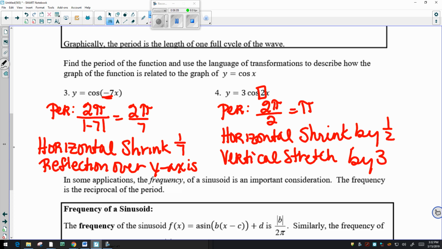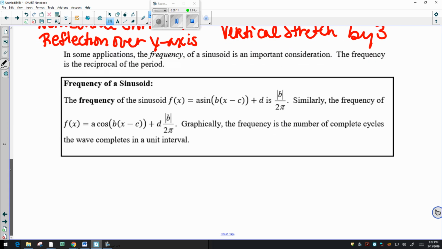Okay, and then the last characteristic that we get for our graph is the frequency. So the frequency, easiest way to remember it, it's the reciprocal of the period. So if you can find the period, you can find the frequency, just flip it upside down. Okay. Graphically speaking, the frequency is the number of complete cycles the wave completes in 1 unit interval.